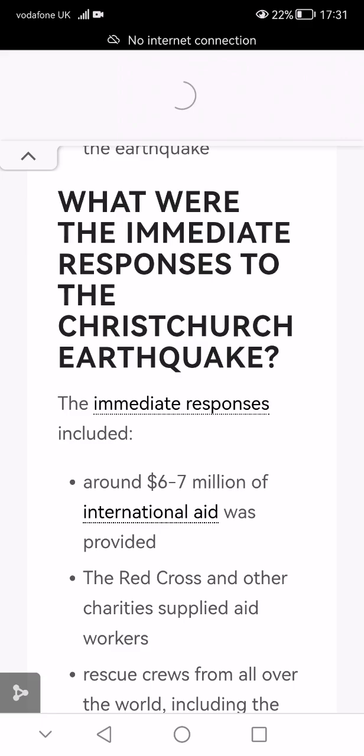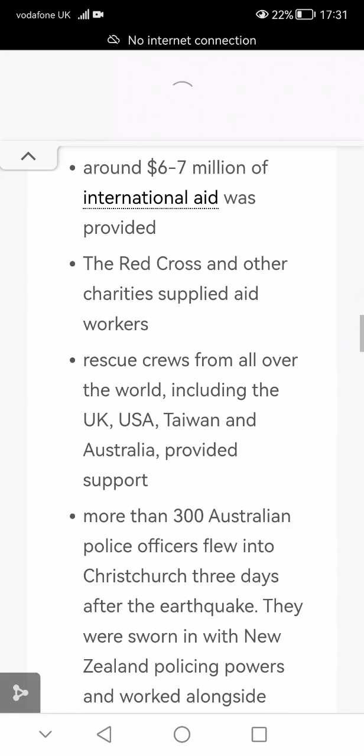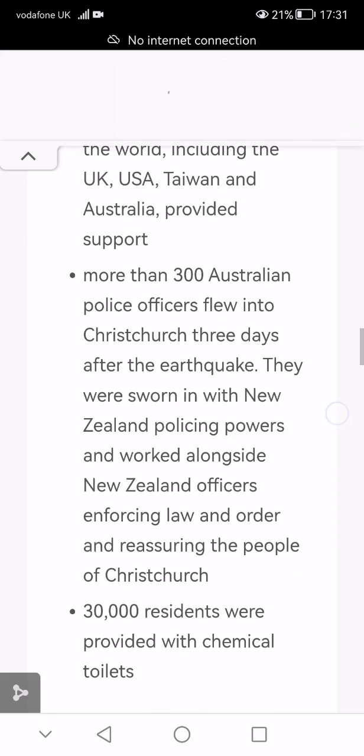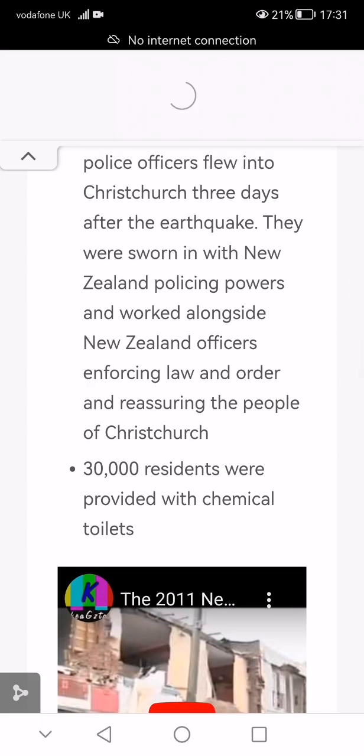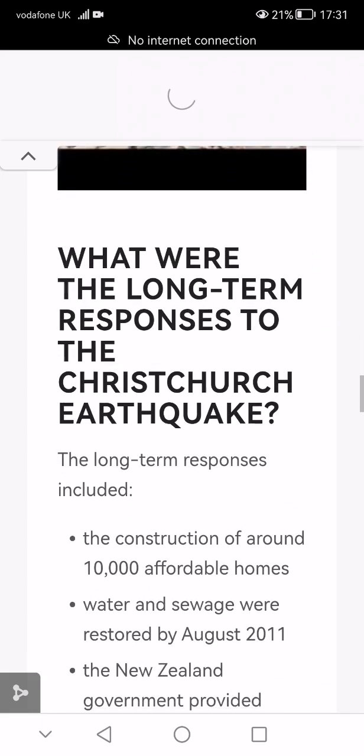In terms of responses, as a HIC, they did manage to respond fairly well, although they did rely on $6 to $7 million worth of international aid. It was provided by the Red Cross and other charities. Countries like the UK, USA, Taiwan and Australia provided support, including Australian police officers flying into Christchurch to help rebuild and keep law and order. They also had health and hygiene concerns, so 30,000 residents were provided with chemical toilets.